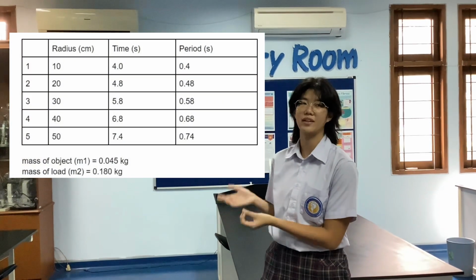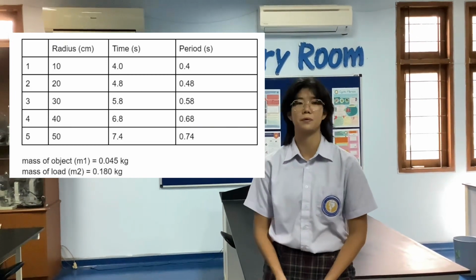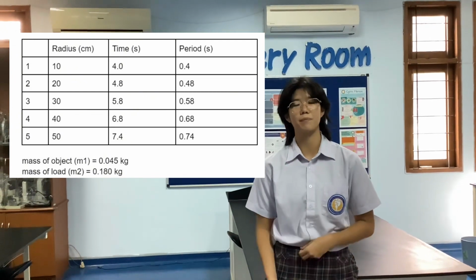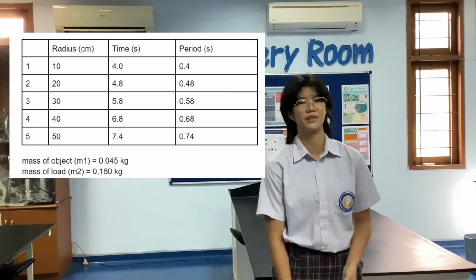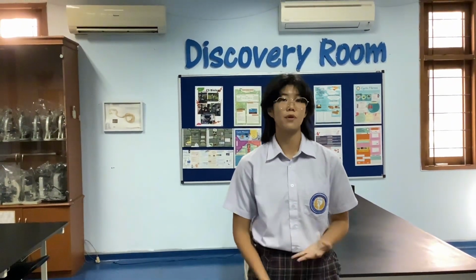The data that we collected, the time taken for 10 revolutions to happen, differs for each radius. This means that each radius resulted in a different period for one revolution to happen, which means that we have to find the period for each individual radius. To find a period, all we have to do is divide the time taken by the number of revolutions. So for example, we have 4 seconds for 10 revolutions, and that means we have to divide 4 by 10.